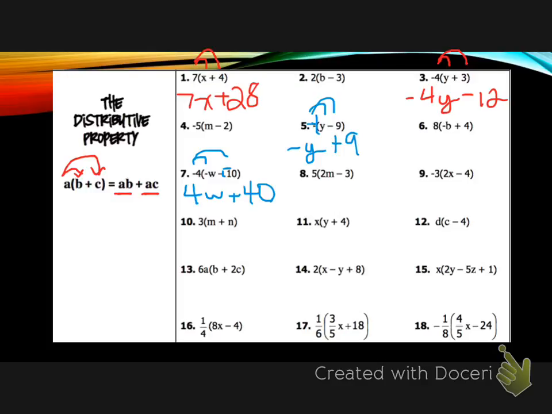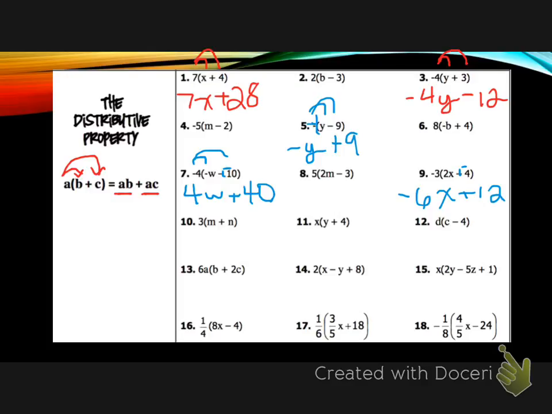Like, let's look at number 9. Just change this to an addition problem, and we've got plus a negative 4. So we've got negative 3 times 2x, which is going to give you a negative 6x. Then you've got your negative 3 times your negative 4, which is going to be a positive 12. So that's a plus 12.